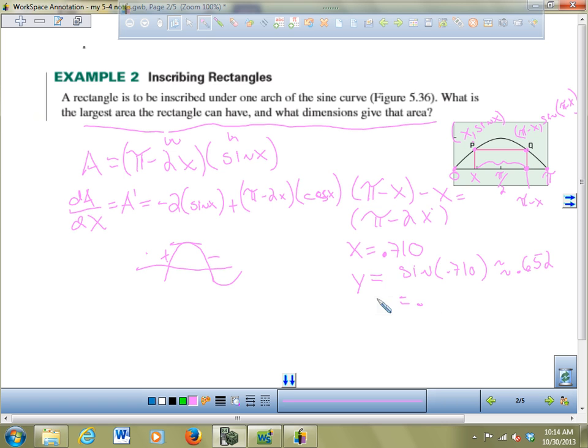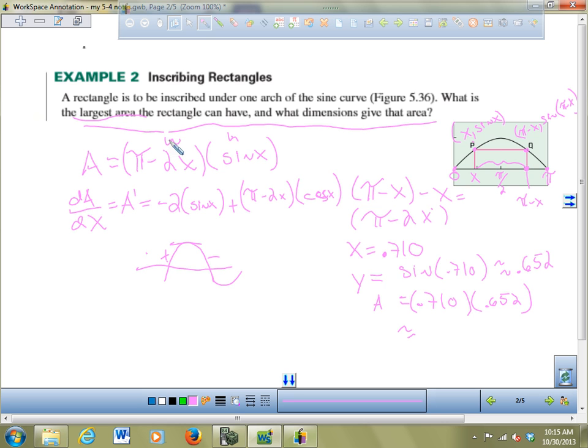So the area is going to be, they don't ask about there, but if I want to find the maximum area that you can put under that sine curve, it would be that. All right? Oh, they do ask you? What is the largest area? So you would multiply those out, and I think you get like 1.2 something. Isn't it pi minus 2x, not just x, for the width?